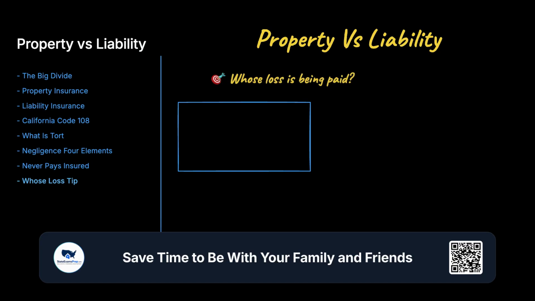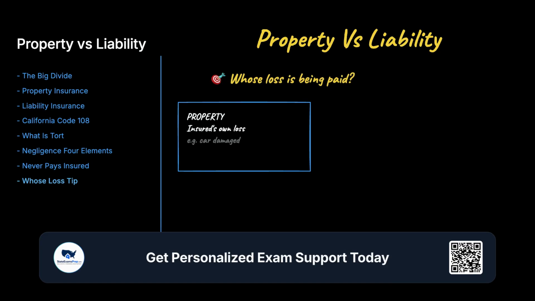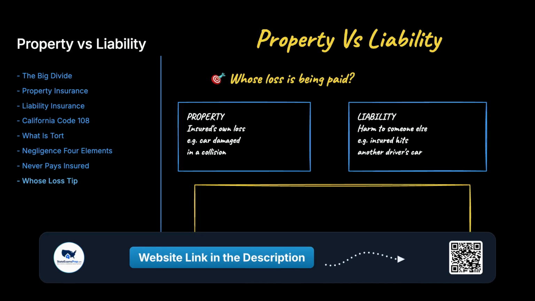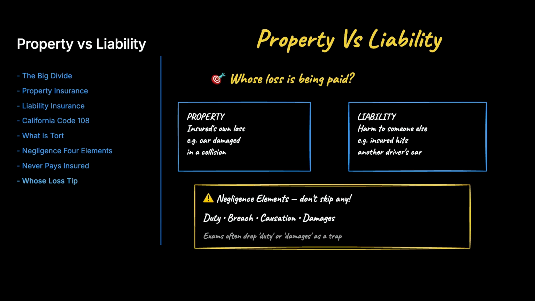On the exam, the fastest way to sort any coverage question is to ask whose loss is being paid. If it's the insured's own property, that's property coverage. If it's harm the insured caused to someone else, that's liability. And when a question lists the negligence elements, leaving out damages or duty is a classic trap.